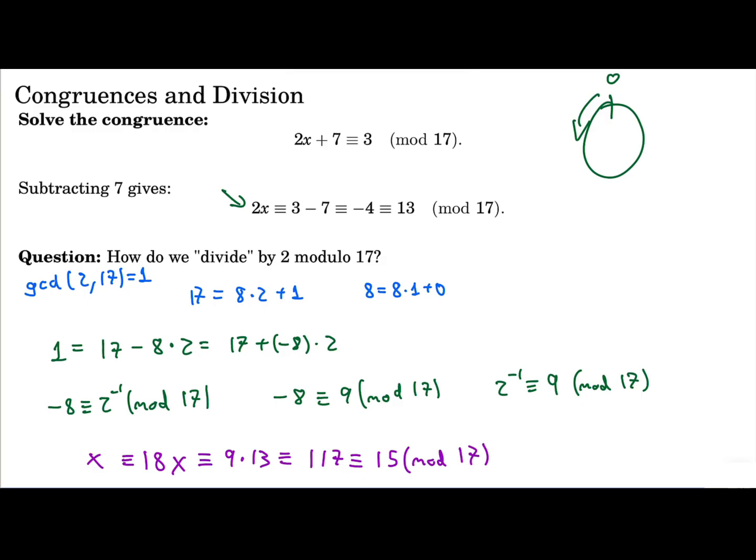So our answer then, I'll put it here on the side, is x congruent to 15 mod 17. And you can always check by replacing it here. If you do 15 times 2, it'll give you 30 plus 7, 37. And if you divide 37 by 17, you'll get a remainder of 3. So it'll check out.